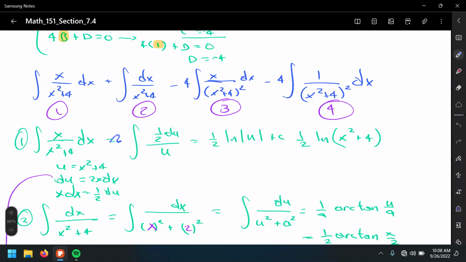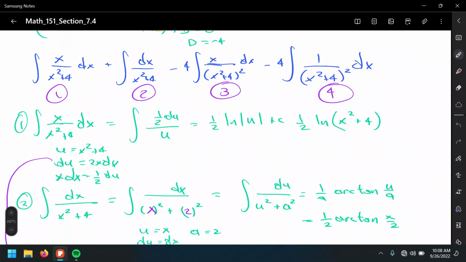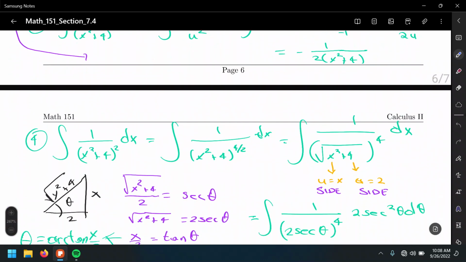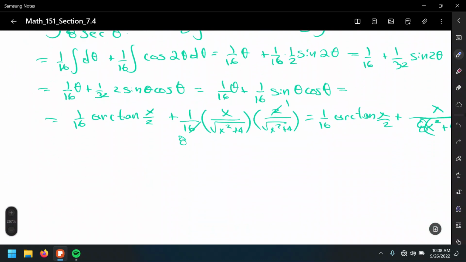So for the first integral we did a u substitution. So that's going to be, I'm going to use the lower side here. What was that? It's 1/2 ln of, in this case again we don't need absolute value bars, x squared plus 4 plus 1/2 arctan of x over 2.